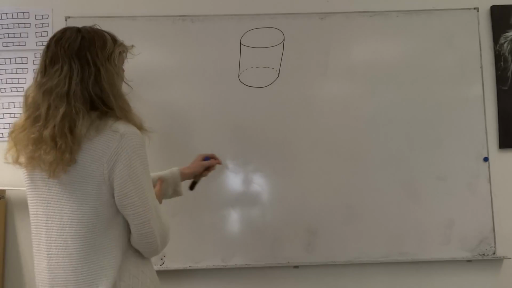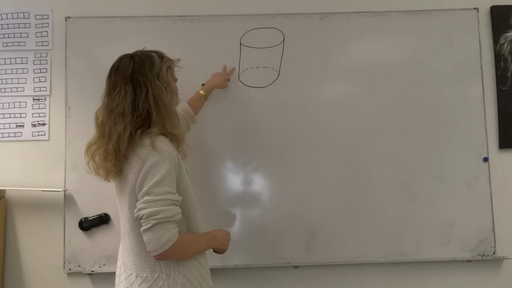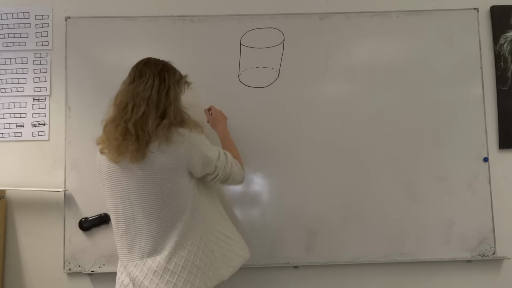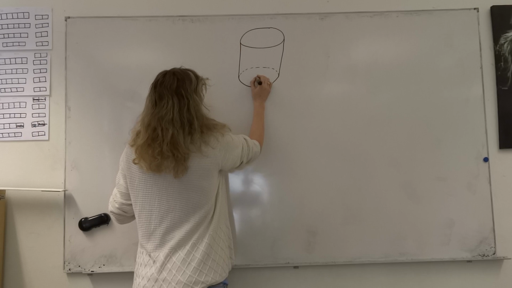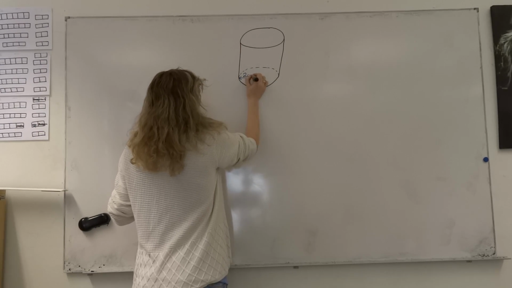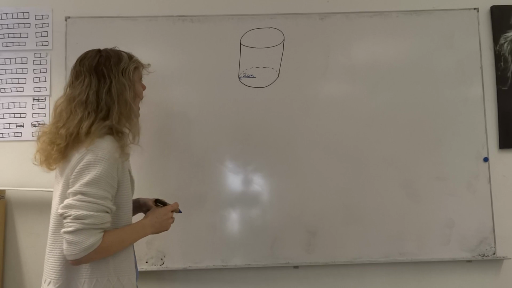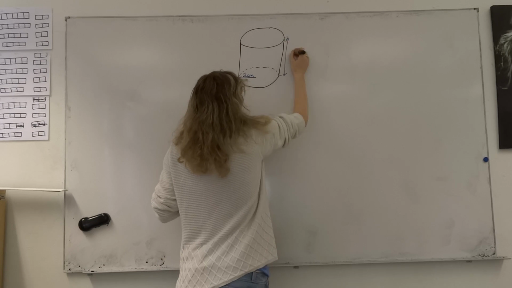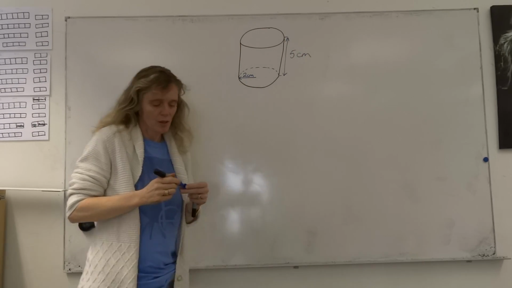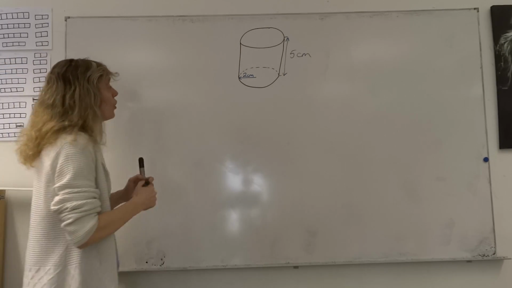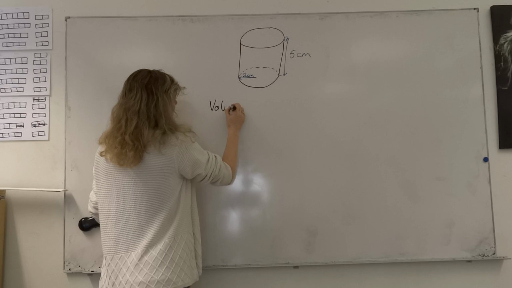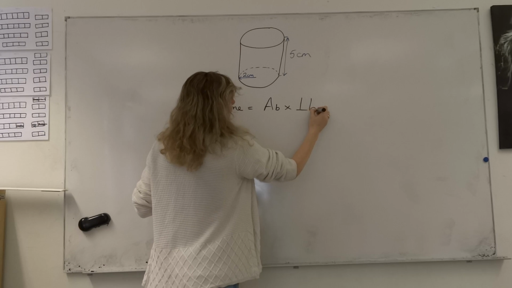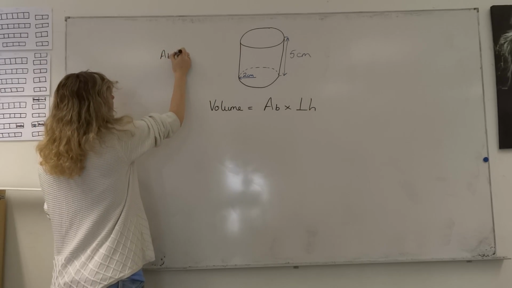Okay, let's look at how we would calculate the volume and the surface area of a cylindrical shape instead. Well, if we say that we've got a nice easy radius of 2 centimeters, and the height of our cylinder is 5 centimeters, then we would calculate the volume of this cylinder as being the area of the base multiplied by the perpendicular height. So area of the base, AB.